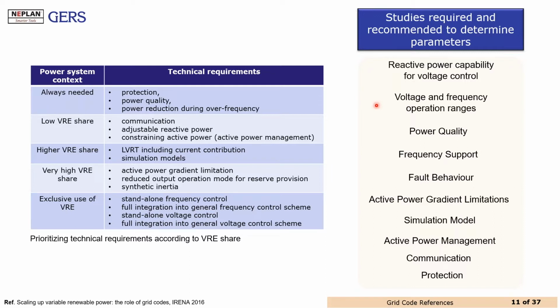However, in some cases, like the frequency support and the fault behaviors, we need another kind of simulation, like dynamic simulations, that are able to support the behavior of the network during a specific fault. Power quality, active power gradient limitations, the simulation models, and as I mentioned before, the active power management, communication, and protections. There are different technical requirements, and there are different power system studies that allow us to follow the technical requirements for the specification of the grid code compliance.